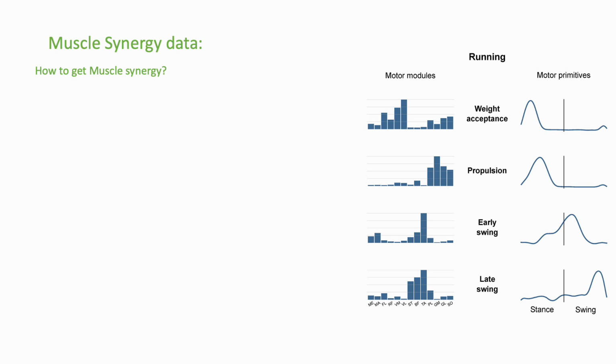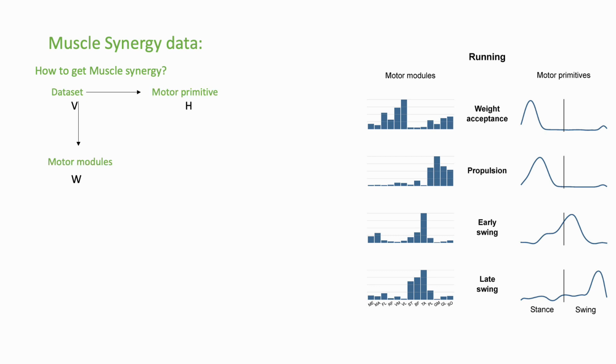Muscle synergy is extracted from the filtered and normalized EMG data. For extraction, the classical NMF algorithm, non-negative matrix factorization, is used. It is the most common method for reducing a high-dimensional electromyographic input into a small number of synergies.